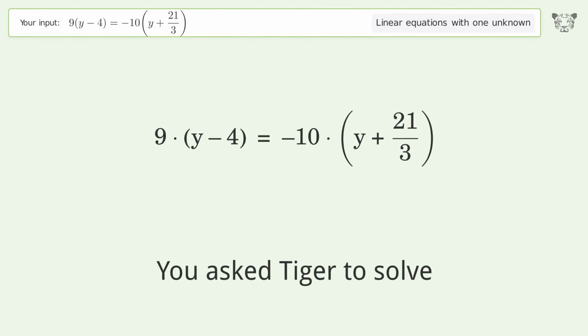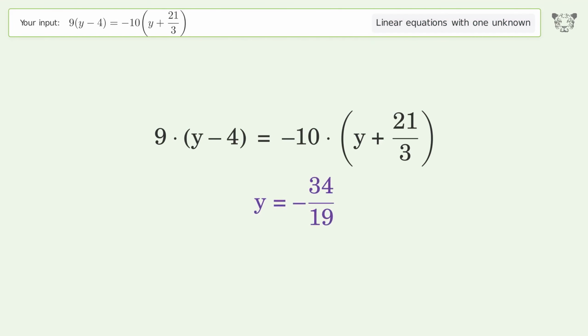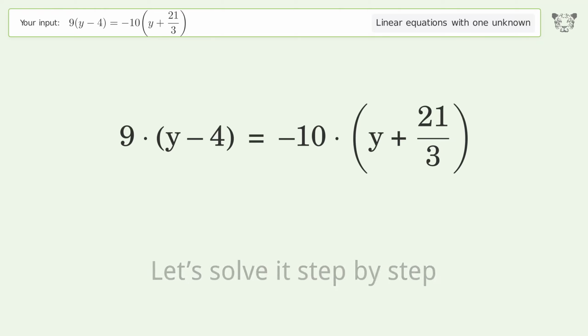You ask Tiger to solve. This deals with linear equations with one unknown. The final result is y equals -34/19. Let's solve it step by step.